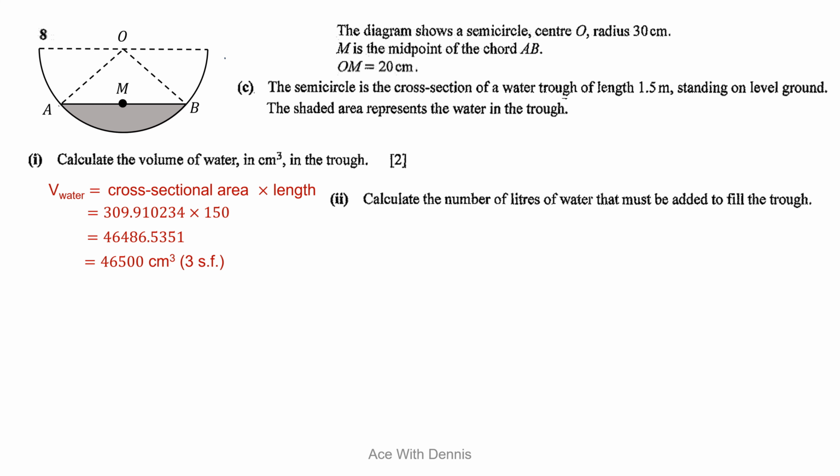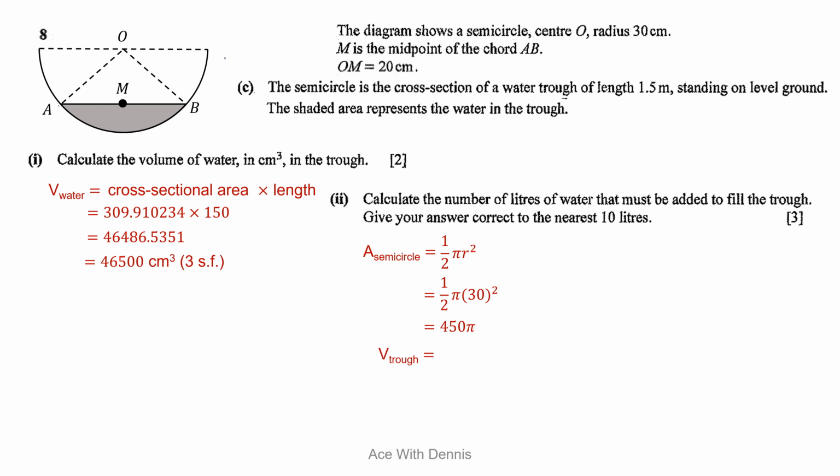Part 2. Calculate the number of liters of water that must be added to fill the trough. Give your answer correct to the nearest 10 liters. 3 marks. So to calculate the number of liters of water that need to be added, the first thing we need to do is find the volume of the whole trough. But before that, we need to find the area of the semicircle, which is formula half pi r square. The radius is 30, so it becomes half pi times 30 square, which will get 450 pi.